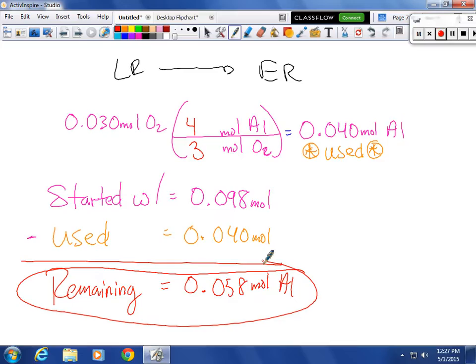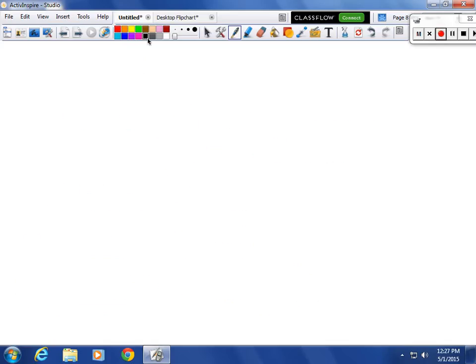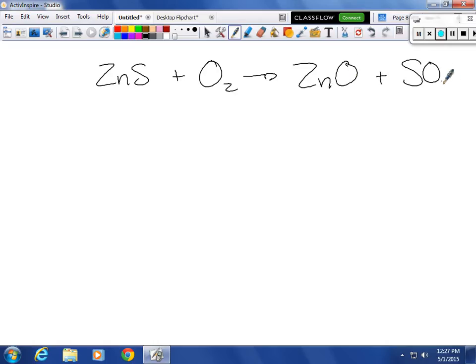Any questions? See if you can do number 3 by yourself. It's very similar. The only thing that's different is the reaction. I'll tell you this. First period had some trouble balancing this, so I will help you balance it. ZnS plus O2 yields ZnO plus SO2.